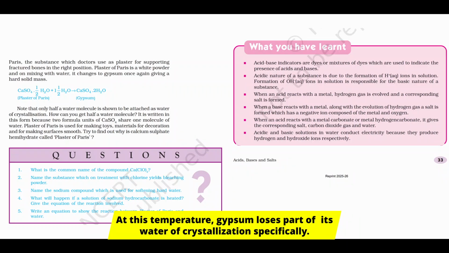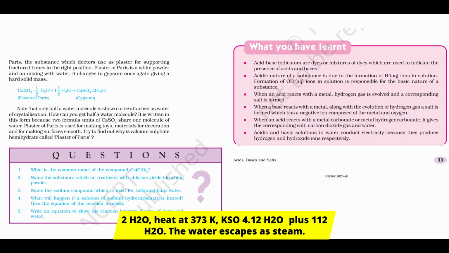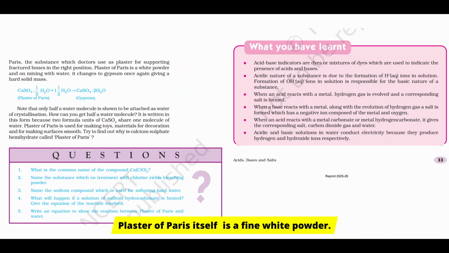At this temperature, gypsum loses part of its water of crystallization, specifically 1.5 water molecules per formula unit. The reaction is CaSO4·2H2O, heat at 373 K, gives CaSO4·1/2H2O plus 1 1/2 H2O. The water escapes as steam. Plaster of Paris itself is a fine white powder.